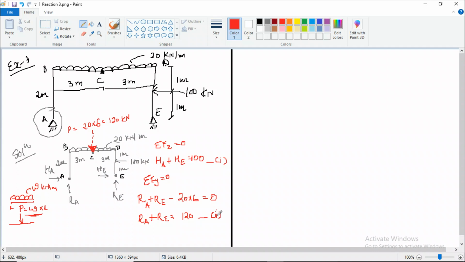Now apply the third condition, that is taking moment about point E. So summation of moment about point E is equal to 0. So what we will get? We will have the first force, that is Ra, multiplied by perpendicular distance is 6 clockwise, so positive.